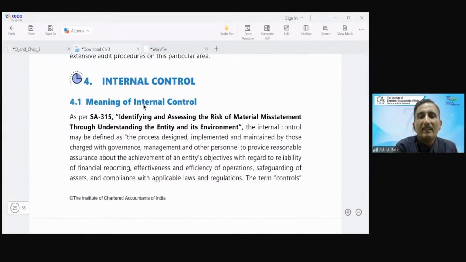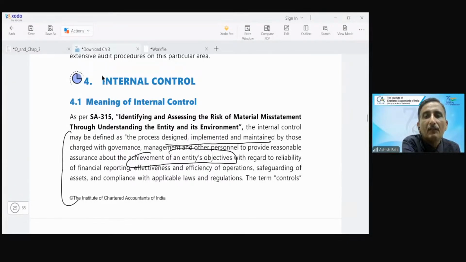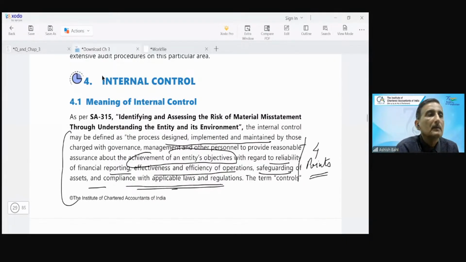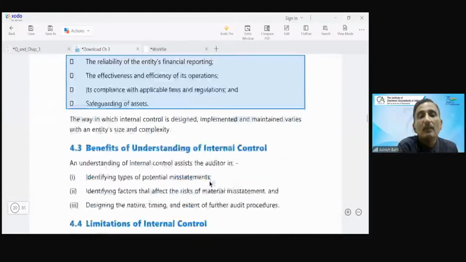It is the process designed, implemented, and maintained by management for these 4 things: achievement of entity's objectives with regard to reliability of financial reporting, effectiveness and efficiency of operations, safeguarding of assets, and compliance with applicable laws and regulations. Remember these 4 points. It may help you in answering some questions.